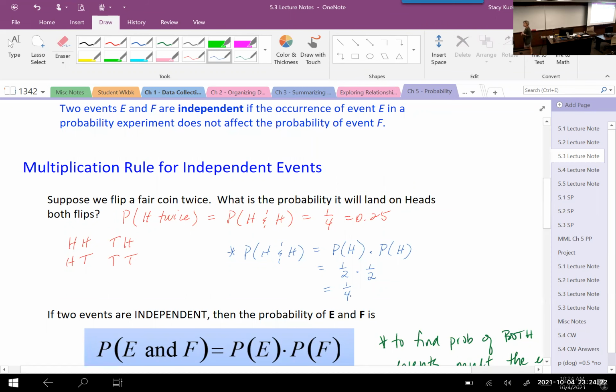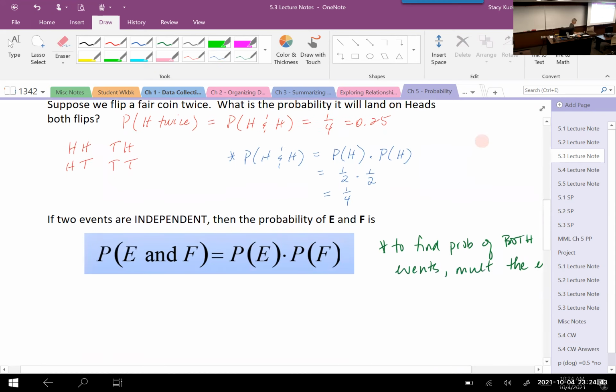Instead, what we can do is use a pattern, right? We can use a formula that says, you know what, if these 2 events are independent, which we're going to go into just now, then why don't we just multiply those events together? All right. Now, why do you suppose these 2 events are in fact independent?